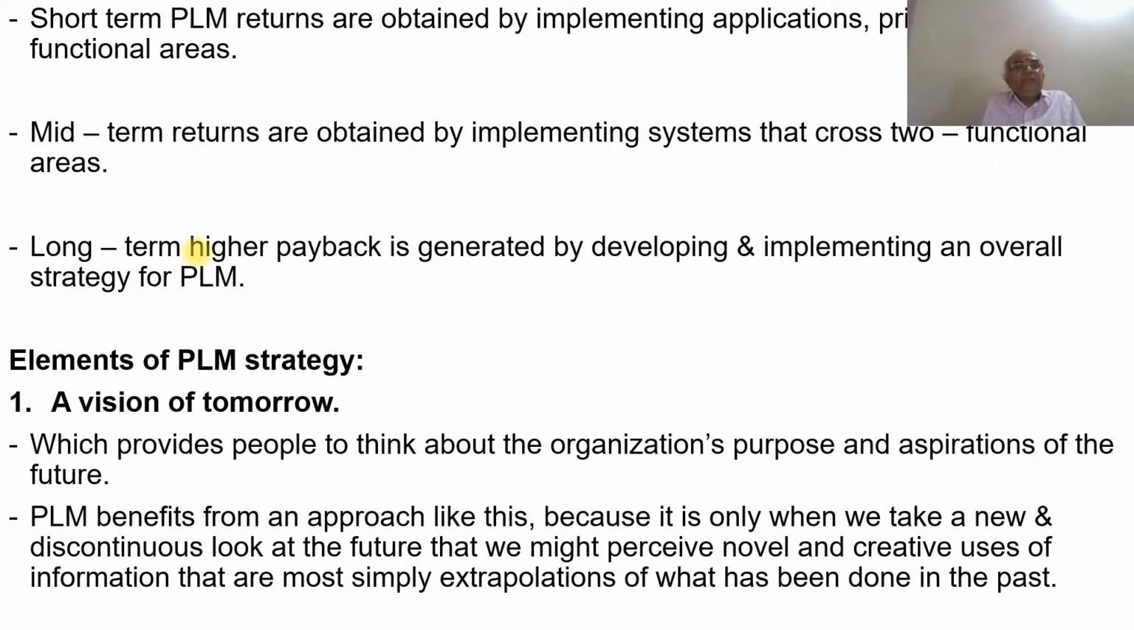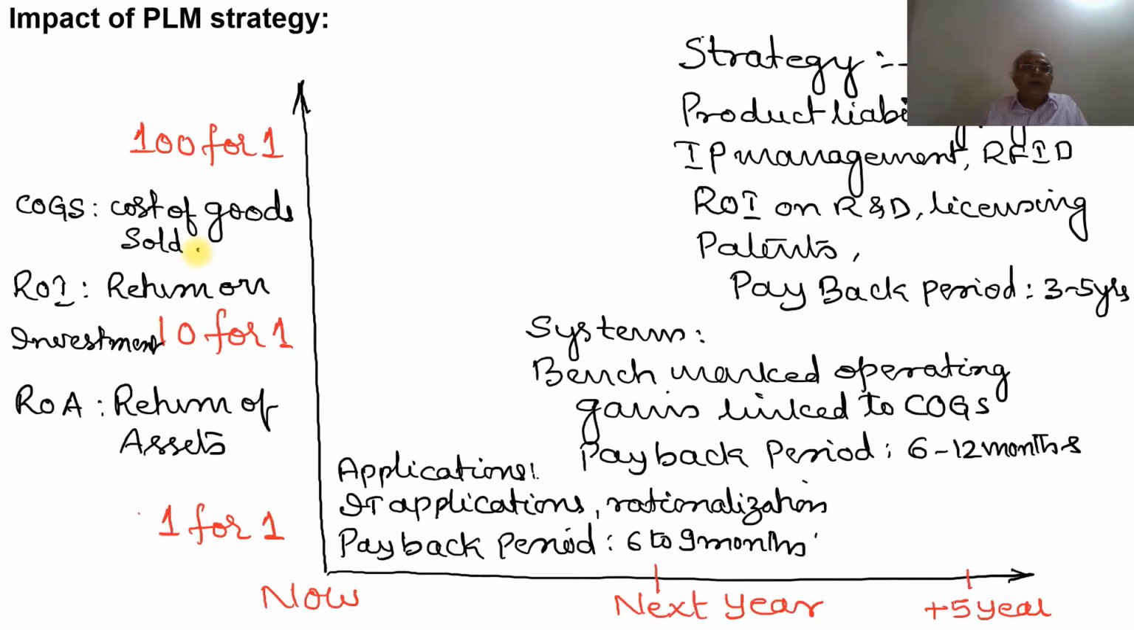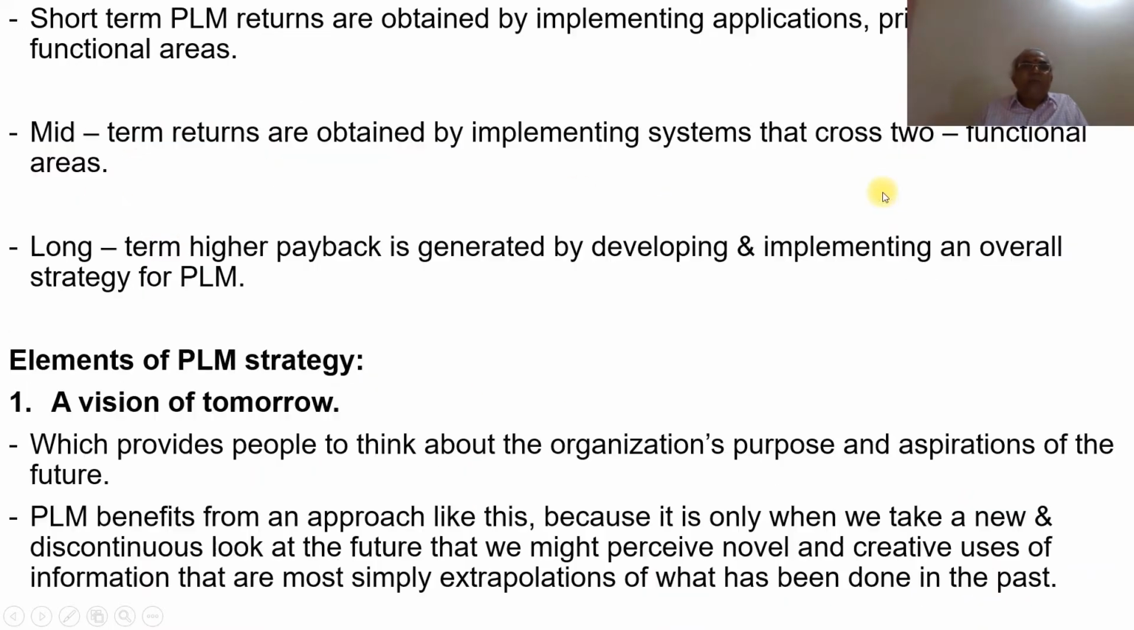Short-term PLM returns are obtained by implementing applications primarily within the functional area. Mid-term returns are obtained by implementing systems that cross two functional areas. Long-term higher payback is generated by developing and implementing an overall strategy for PLM. So 1 for 1 is for the short term, 10 for 1 is the medium term, and 100 for 1 is going to be the long-term applications.